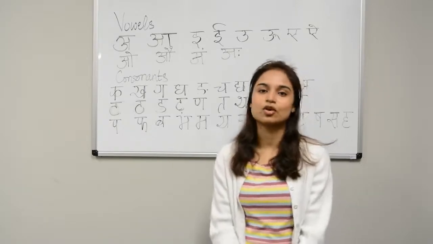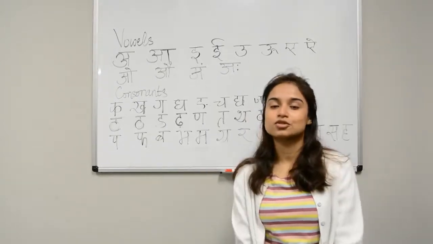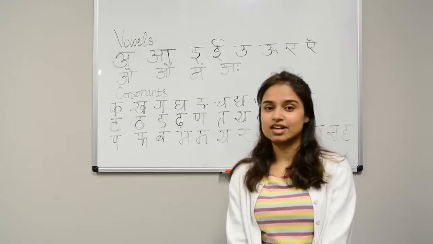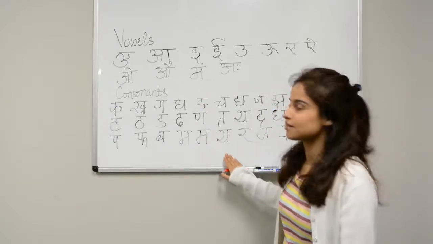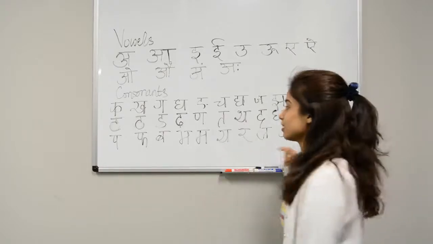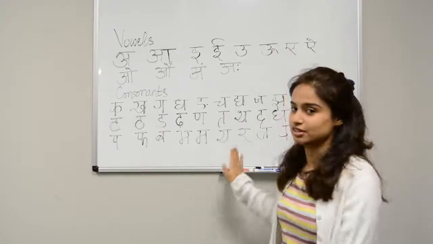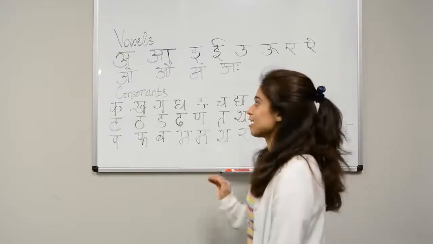So let's move on and learn about vowels and consonants. The chosen script for Hindi is Devanagari, which has 12 vowels and 36 consonants. I haven't written down all the 36 consonants, but the 33 that are important are written down here. Let's go over them and hear how they actually sound.